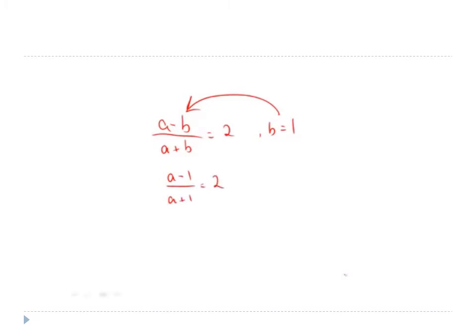Multiply both sides by A plus 1. Make sure to keep the parentheses there, it's important. Get A minus 1 is equal to 2A plus 2. Subtract A from both sides. We have A here. Subtract minus 2 from both sides. And that gives us negative 3. That is, A is negative 3, or answer E.